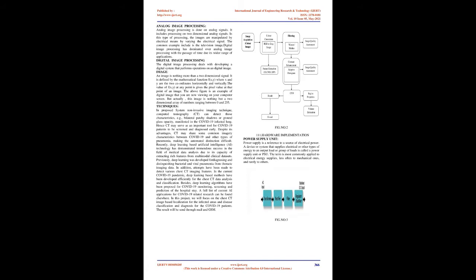image. Image. An image is nothing more than a two-dimensional signal. It is defined by the mathematical function f(x, y), where x and y are the two coordinates horizontally and vertically. The value of f(x, y) at any point gives the pixel value at that point of an image. The above figure is an example of a digital image that you are now viewing on your computer screen. But actually, this image is nothing but a two-dimensional array of numbers ranging between 0 and 255.